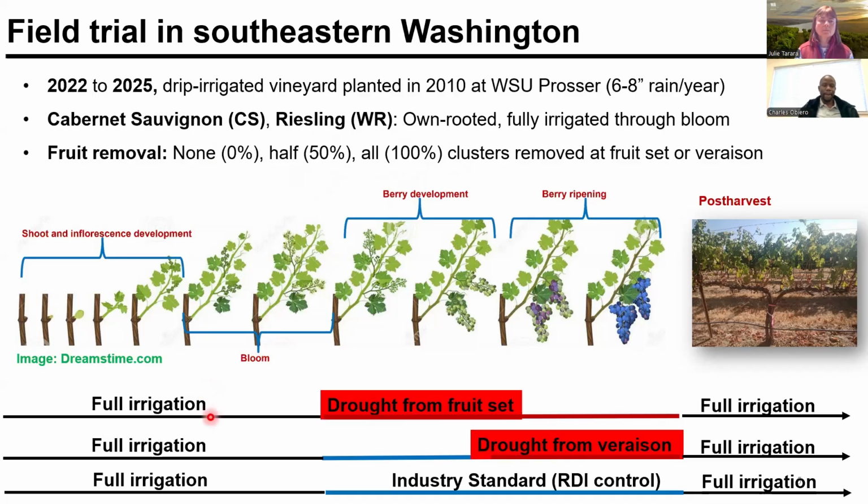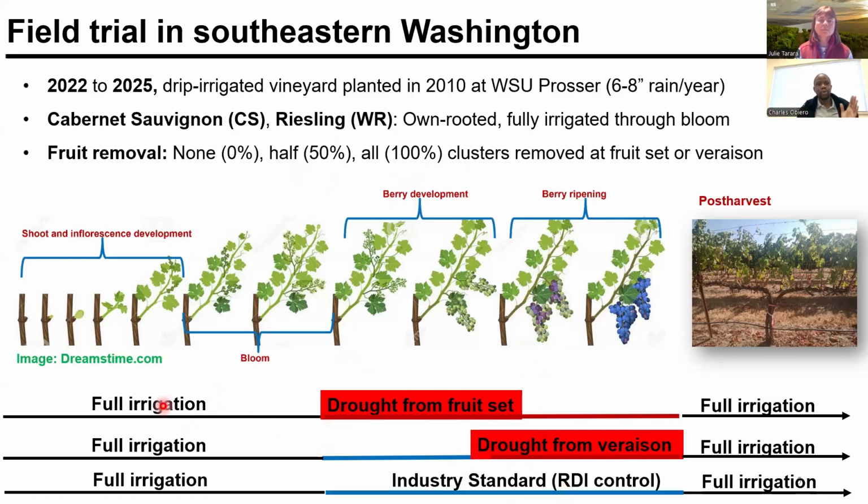In this vineyard, we had three treatments. One of the treatments was drought from fruit set. The other was we waited until the berries were ripening. So that is the drought from very soon. And we compared our results with the industry standard, which is the RDI control.